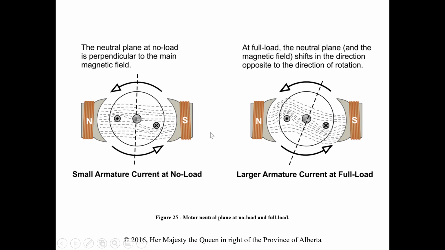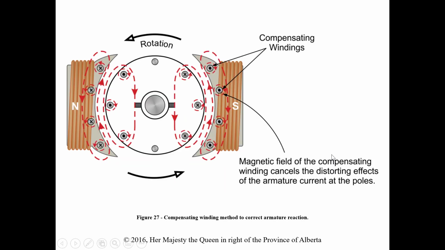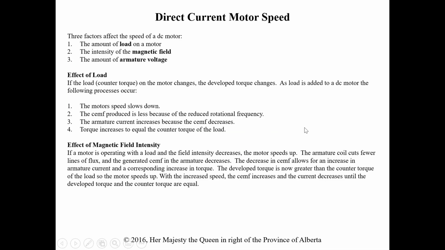So when we have load, we have large currents going through here, again distorting the main field, shifting it. If we're rotating this way, it's shifting in the opposite direction, but still shifting, and potentially now the neutral plane is not aligning properly where we want to make our brush contact, so we can reduce that arcing and sparking. Okay, so again, we do get that issue. To avoid it, again, we can move the brushes, or we add the interpoles with commutating windings and compensating windings. Same kind of deal that we had with the generators as well.